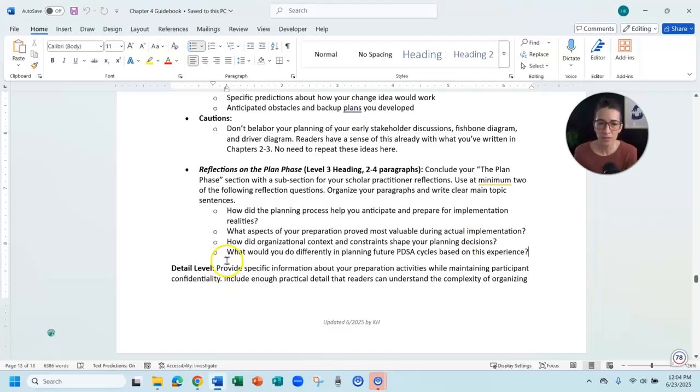And a lovely one, what would you do differently in planning future PDSA cycles based on this experience? I guarantee you, when it comes to your dissertation defense, your oral defense, this is what committee members also want to know. What would you do differently? That can communicate so much of what you actually learned and what you're taking away from your experience, by not only sharing what you did and your reflections of it, but how would you do it differently?